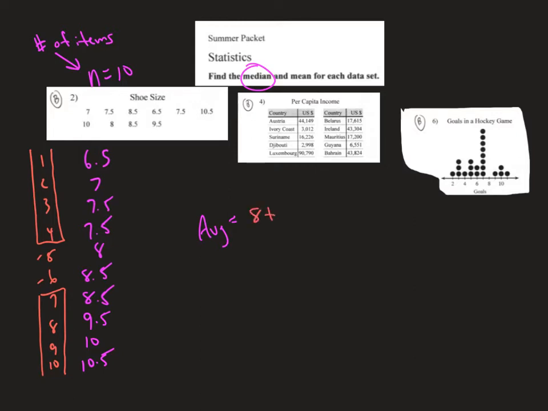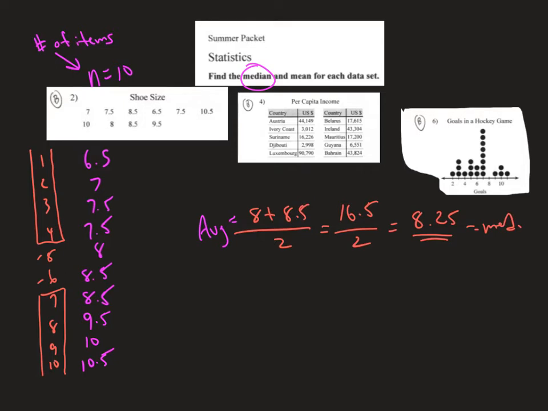That's 8 plus 8.5. We're going to add that together and divide by 2. That's 16.5 divided by 2. Half of 16 is 8, and half of 0.5 is 0.25. So this would be our median, the middle of the data.